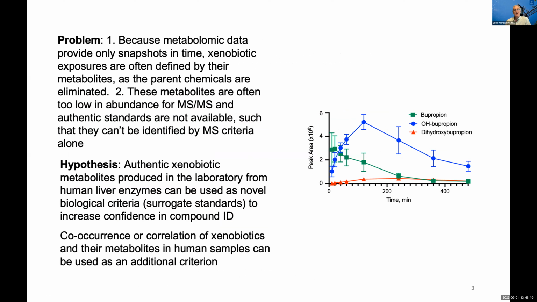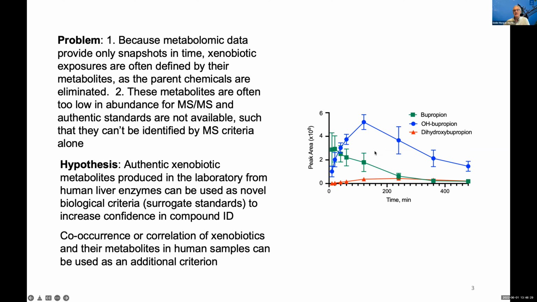One is that because metabolomic data provide only snapshots in time, exposures to xenobiotics are often defined not by the parent compounds, but by their metabolites, as the parent chemicals are rapidly eliminated by liver enzymes.